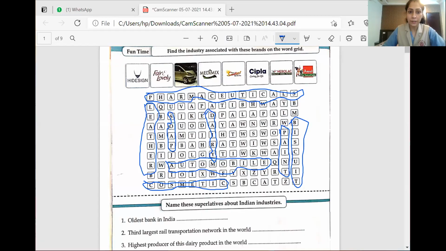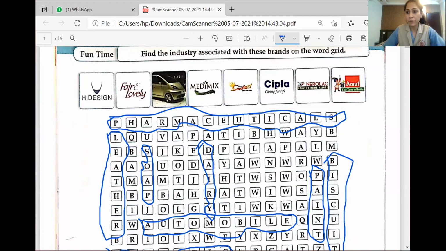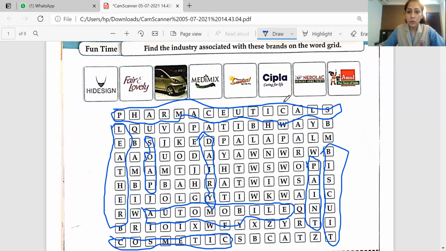Okay. So yes, coming on to here. Okay, let me enlarge. Yes, this is enough. Fine. Now, these are certain logos and brand names which are given to you. You have to record the brand names and the logos, and then you have to tell which product they manufacture. And the question is also fun time. Find the industry associated with these brands on the word grid. Fine. I'm going to explain each and every brand to you, and this is going to be a very interesting session that I can always guarantee.